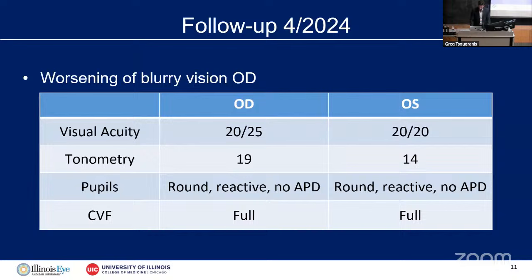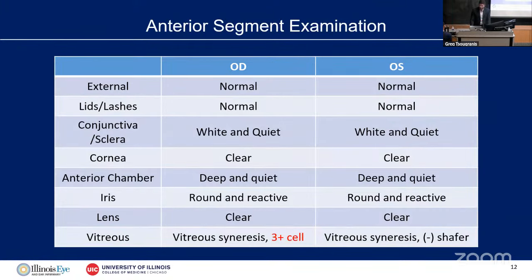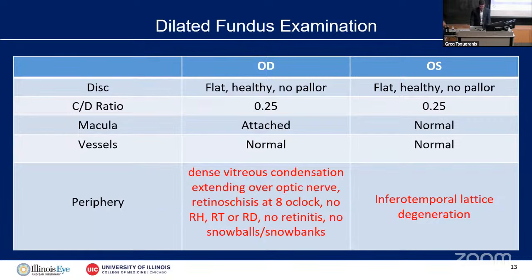So the patient returned 3 months later with subjective worsening of the blurriness in that right eye with increased floaters. Her visual acuity had decreased to 20/25 from 20/20. And now on anterior segment exam, notably there was 3+ anterior vitreous cell in that right eye. And the dilated fundus exam was similar to prior.